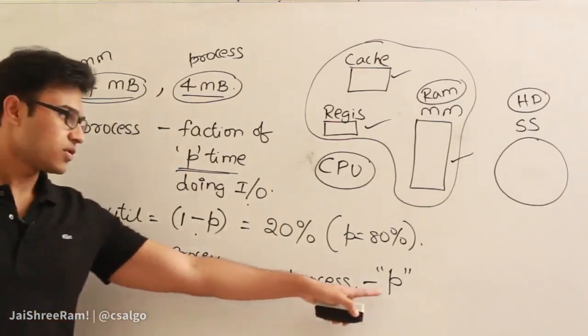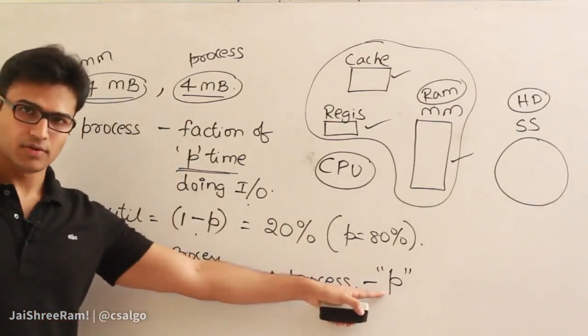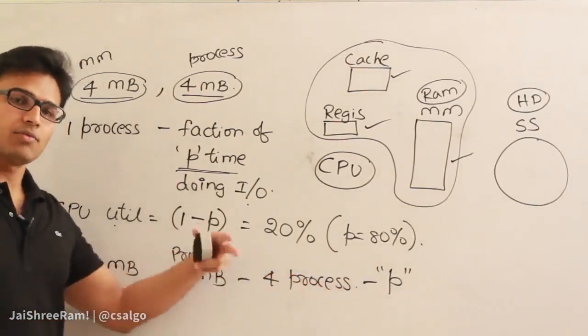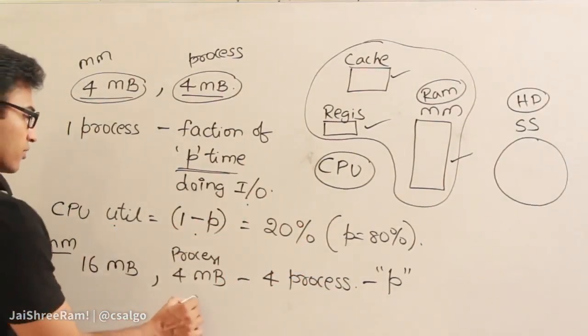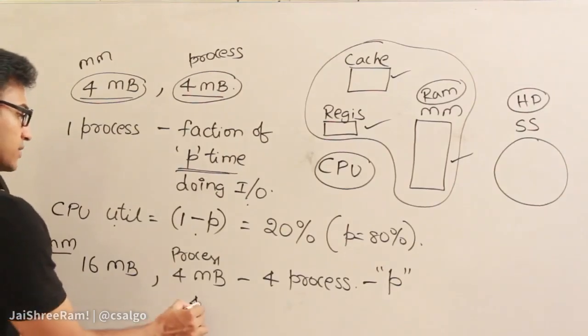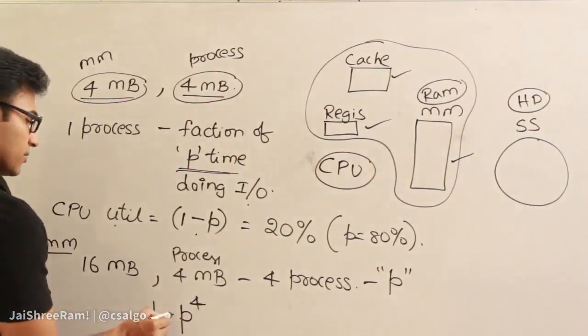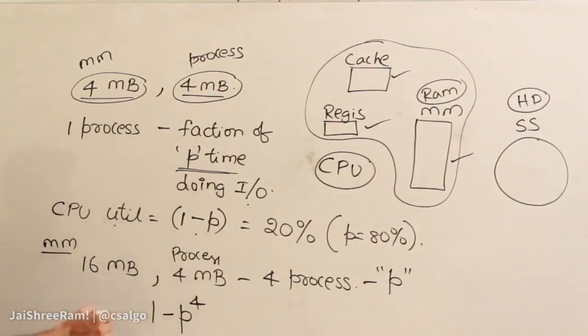If p is the fraction of time each one is doing IO, then the probability that all of them will do IO simultaneously is p power 4, right? And what is the fraction of time that CPU will be busy? 1 minus p power 4. In this case, CPU utilization is going to be this much, right?